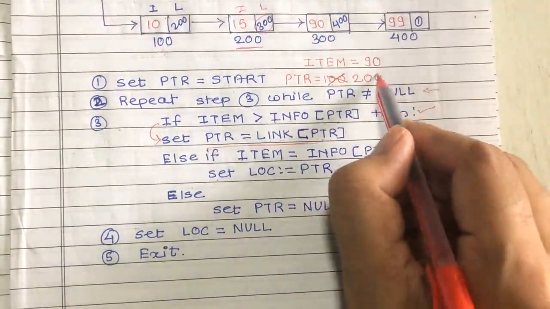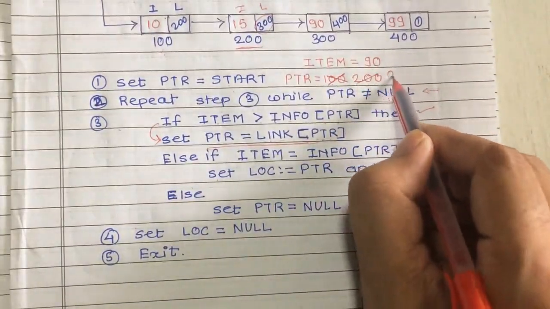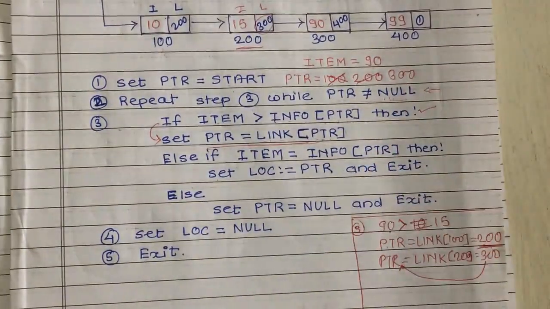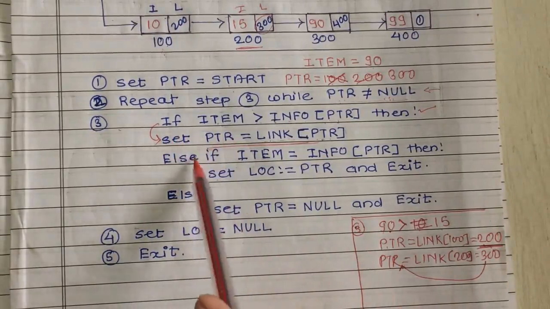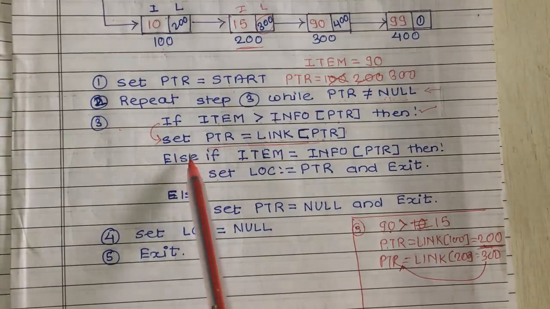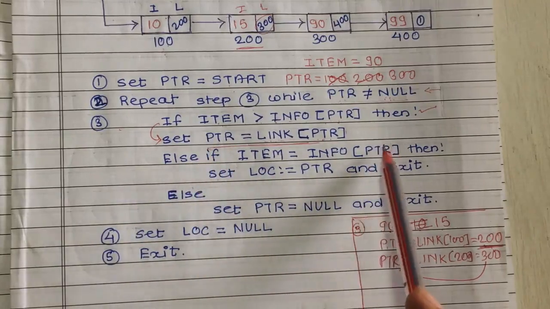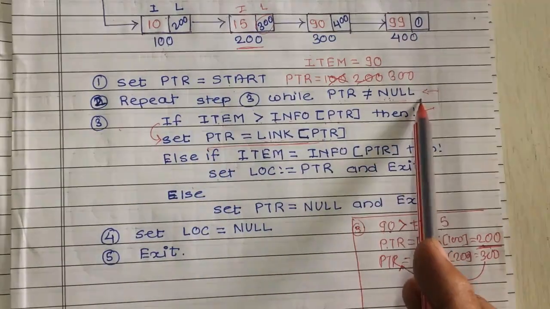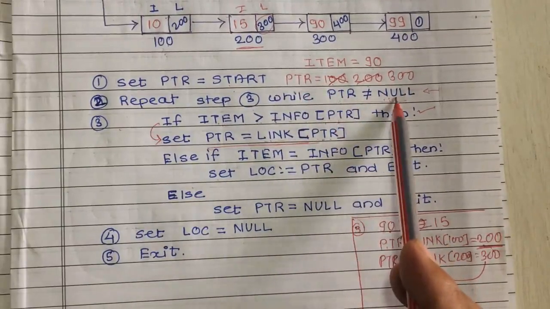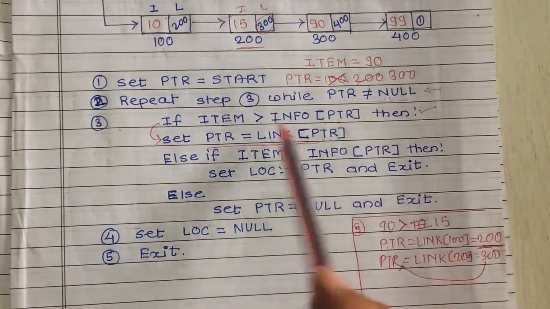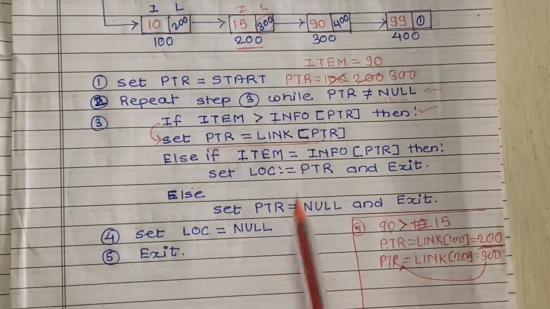So we are repeating the same step again and again. Now the value of PTR becomes 300. Next, again the same, we have executed the if part, so control will not go towards the else part. Now control will move again towards step number 2. Again the value of PTR is 300. Again 300 is not equal to null. Control will come inside this. Again step number 3 will get executed.